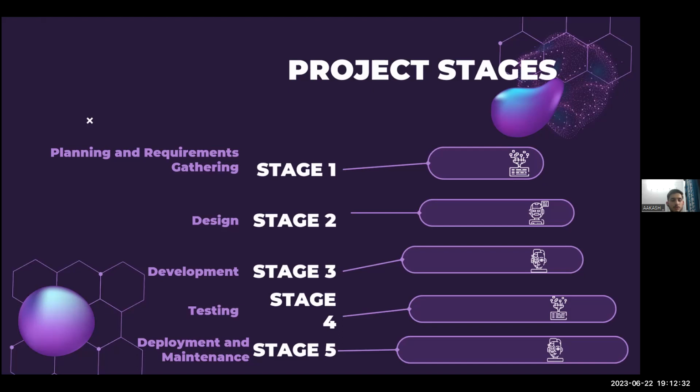And then moving on to the development phase. So basically this is the phase where the code is actually written. The code for the front end and the back end part is written here, and the integration of the front end and back end is also done in this stage. The API is also integrated with the front end and the back end in this stage only.